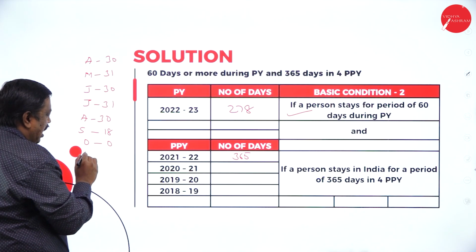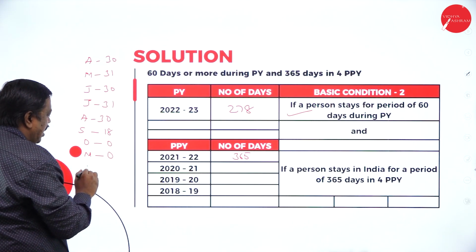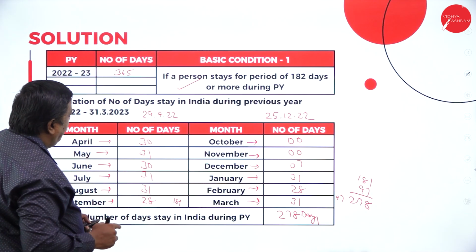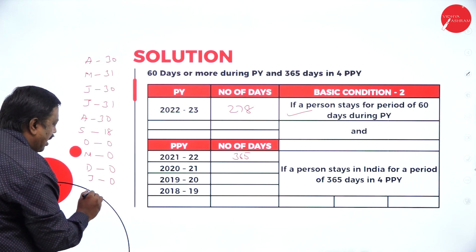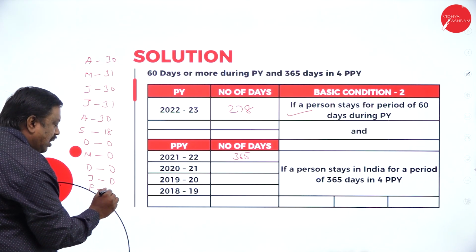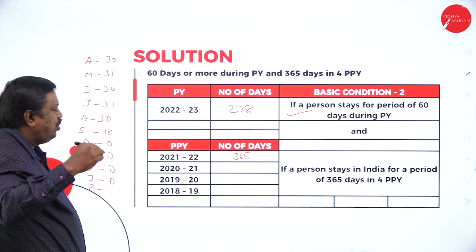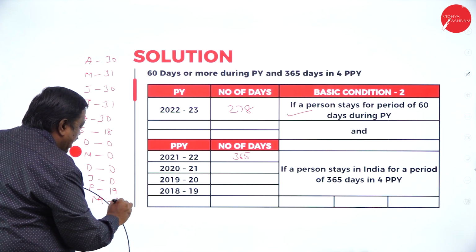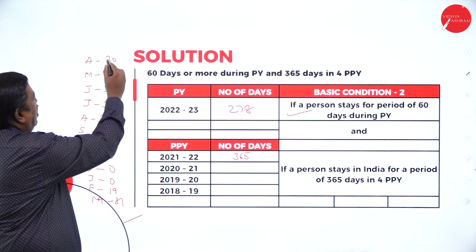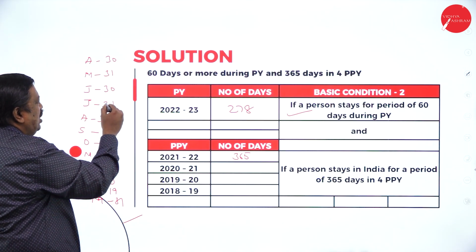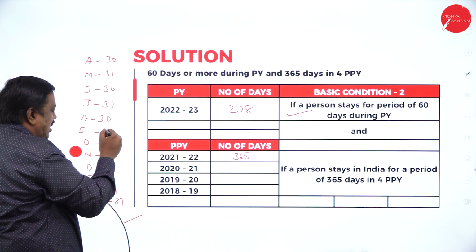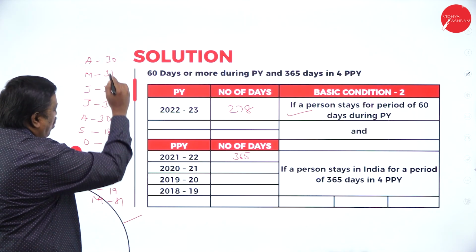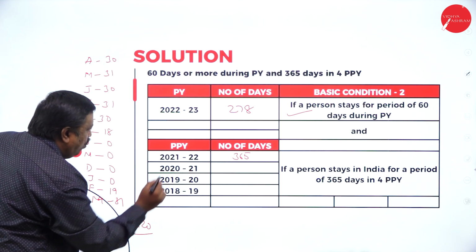October, November, December, I was not in India. January, I was not in India. February 10th, I returned back. So from 10 to 28, I was in India 19 days. March, I was in India. So it will be 30, 60, 90, 120, 150, 160, 170, 200, 210, 220. So I was in India for 220 days.